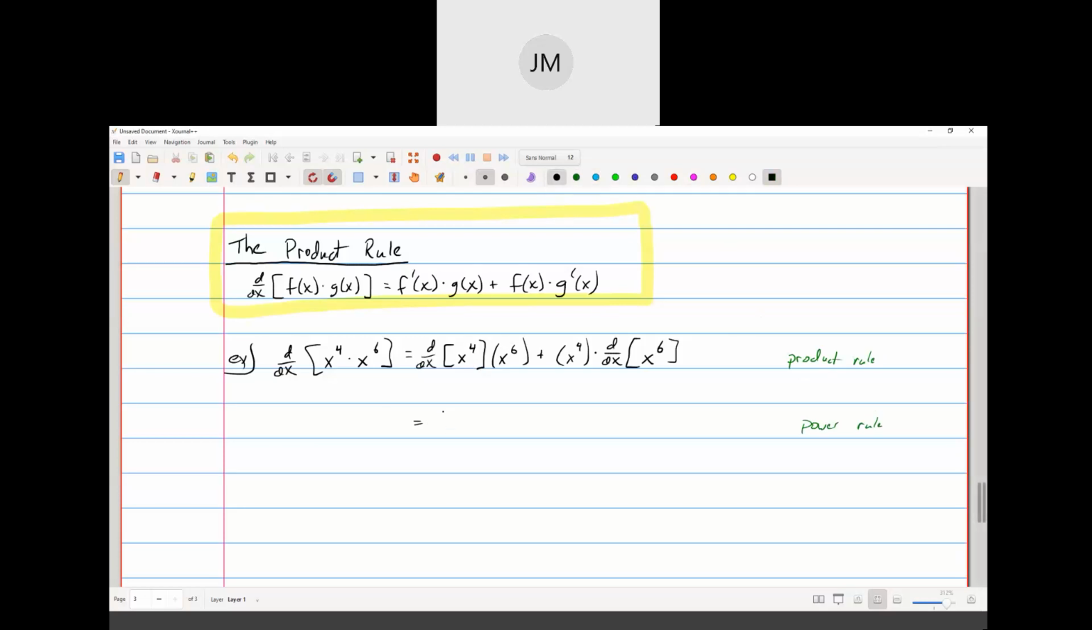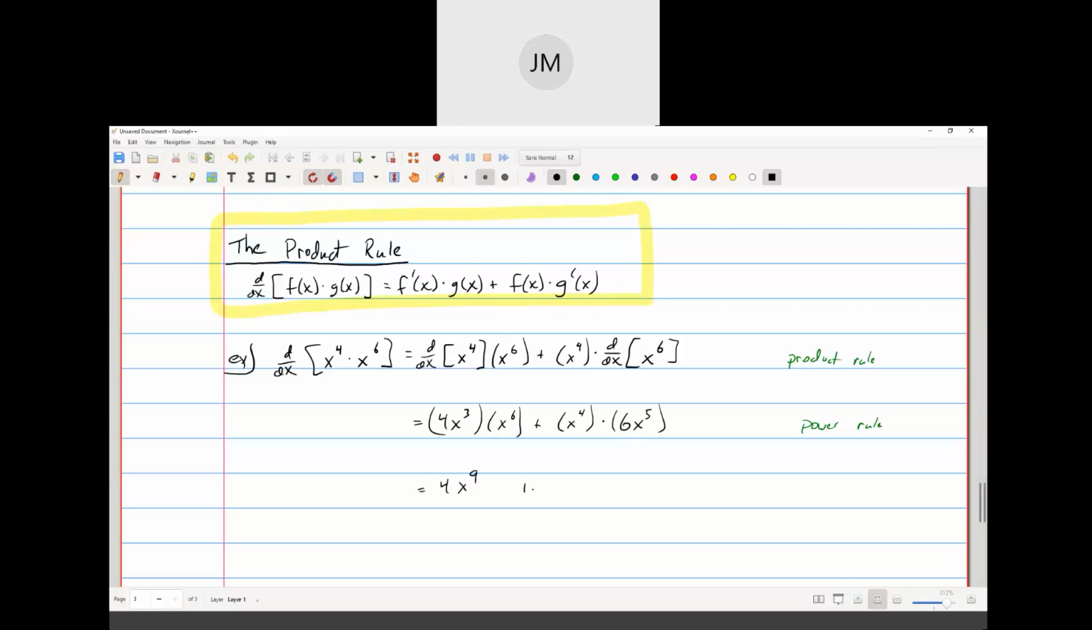So the derivative of x to the 4th is 4x to the 3rd. And because this one is over here far away, I feel okay with doing this one in the same step also. So the derivative of x to the 6th is 6x to the 5th, right? Bring the power down and lower the power by 1. Okay. And now we do our multiplication, right?